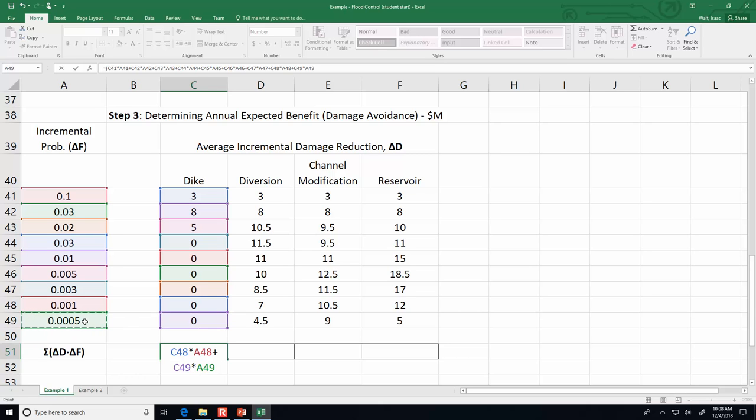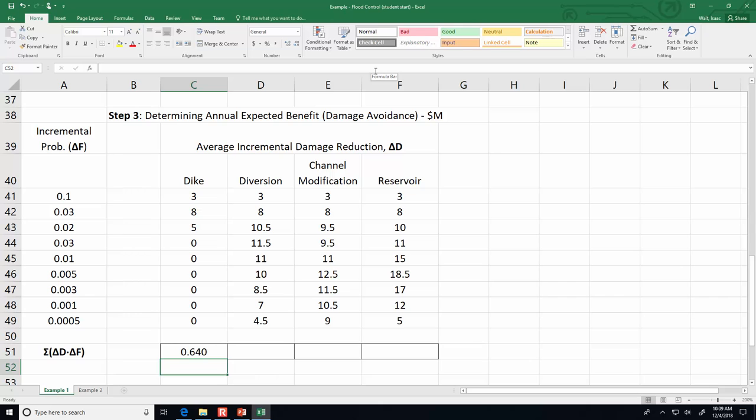And then, if I anchor all of the references in the A column, I'll be able to drag the formula to the right. So let me go through and press F4 for all of the references to the A column. Okay, it's all anchored. Fingers crossed it works. All right, so 0.640 million. And we'll talk about what that is in just a minute. But to drag that sideways now, it looks like the best option is the reservoir, because you want the most damage reduction.